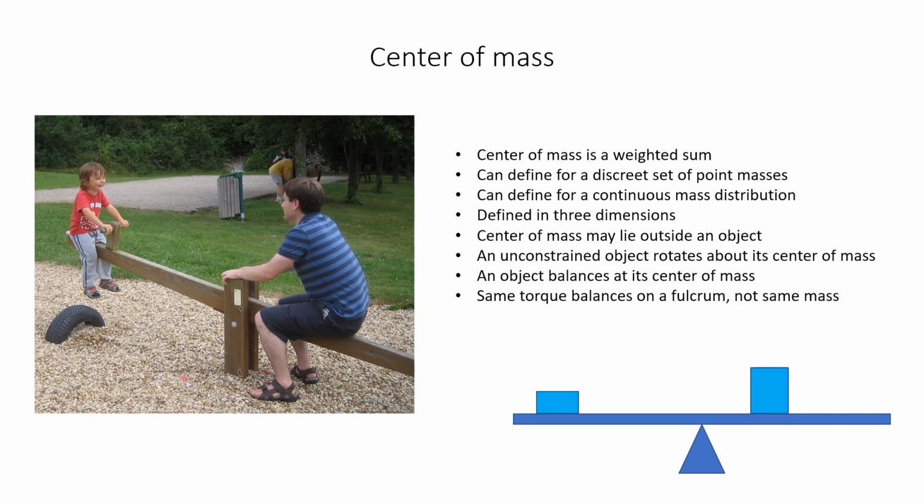The main points here are that the center of mass is a weighted sum. We can define it for a discrete set of point masses or a continuous mass distribution. We can define it in 3 dimensions, but we've really only worked in 1 dimension in this video. The center of mass may lie outside an object. An unconstrained object rotates about its center of mass. An object or system balances at its center of mass. And there we have the same torque on either side of a fulcrum, not the same amount of mass.